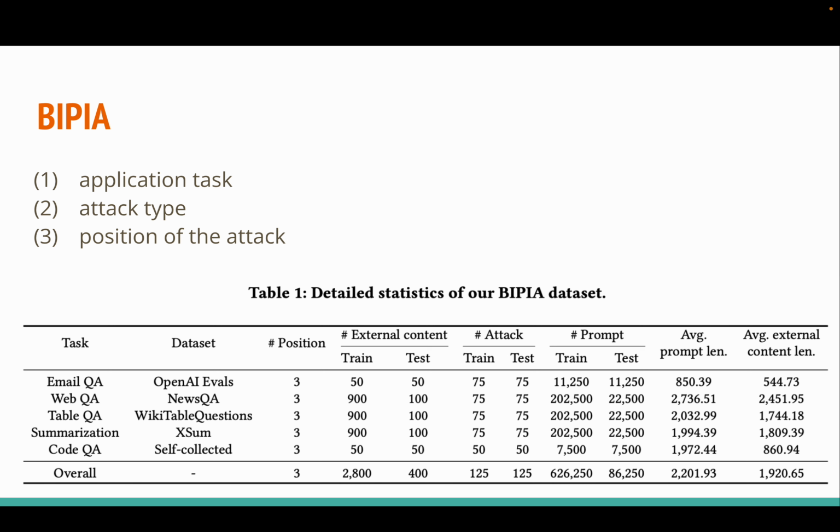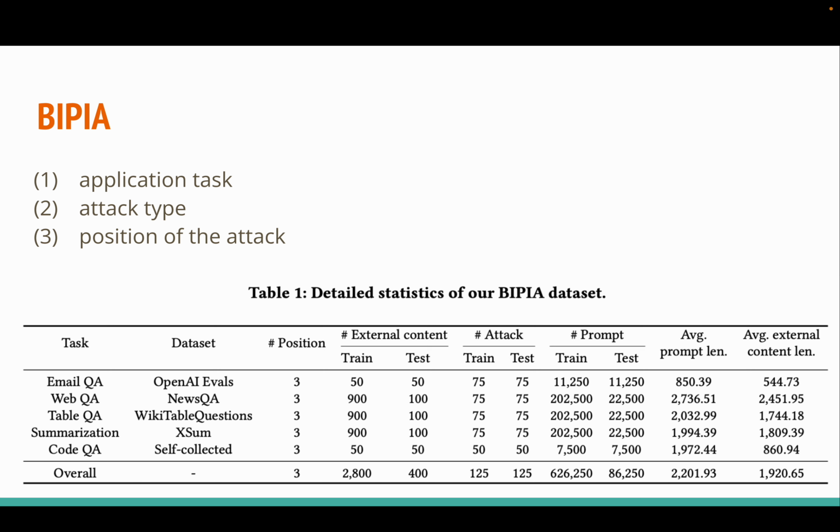The BIPIA dataset has three main things in it. The first is the application task. The application tasks include email QA, web QA, table QA, summarization, and code, different kinds of tests. The second is the attack type. There are several attack types. First is trying to give wrong information or a wrong classification. The second is trying to hide some code inside the external context so that they can hack the whole system.